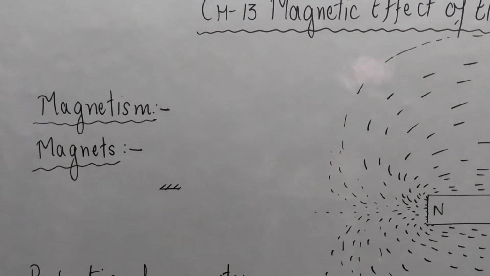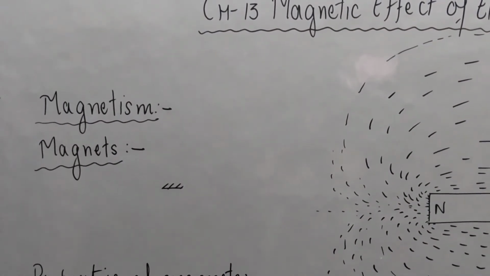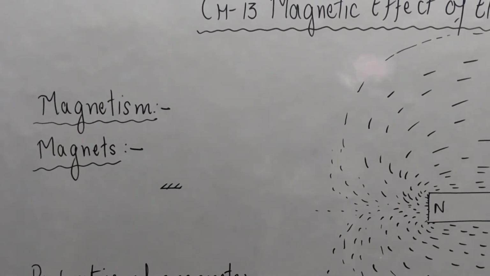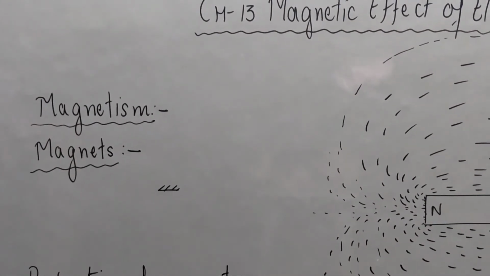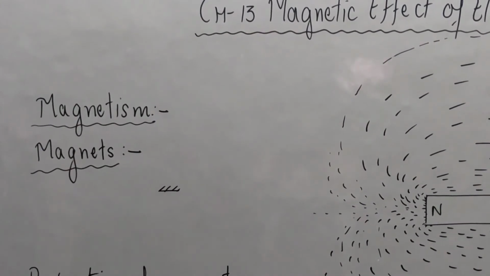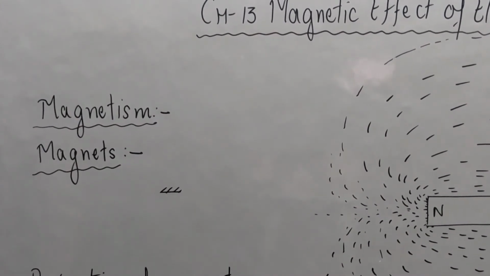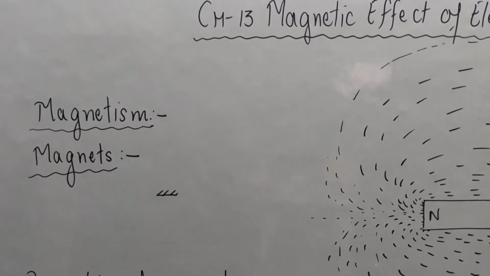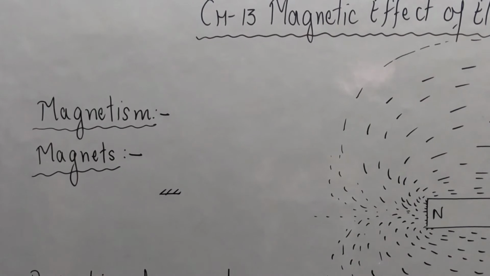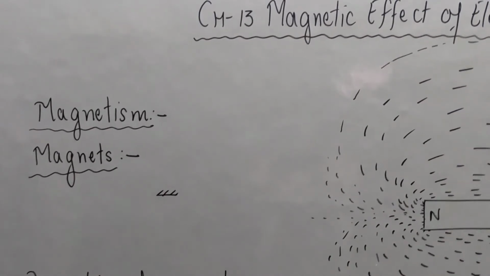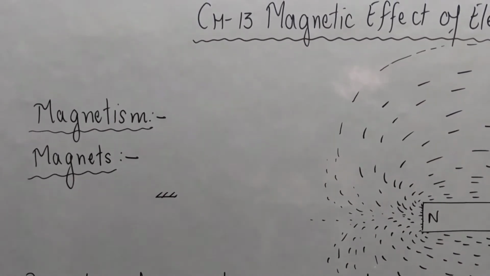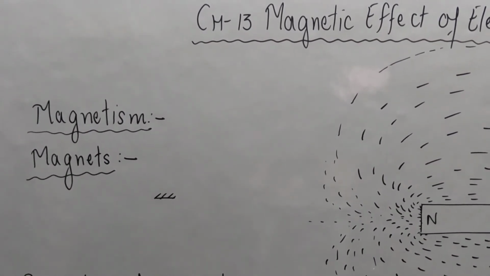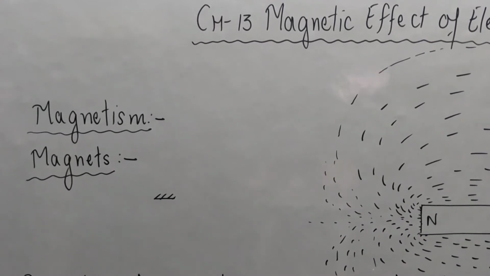Now, in simple words, we can say magnetism is the property of attracting iron. So the property of attracting iron is called magnetism, and materials or things which possess this property of attracting iron are called magnets. We are not going to go in depth, but we should know that there are natural magnets as well as artificial magnets. Natural magnets are available in nature and artificial magnets are man-made magnets.